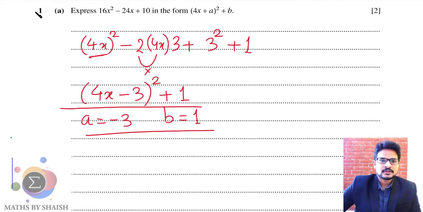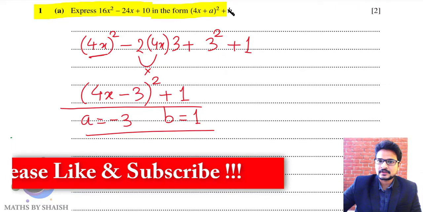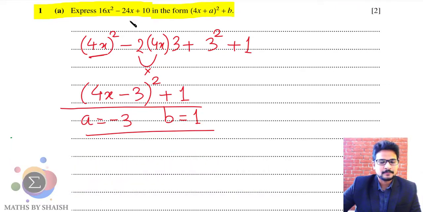So here's the first question, part A. Express 16x squared minus 24x plus 10 in the form (4x plus a) whole squared plus b. So there are two ways. One way is to open this bracket and compare the coefficients. Otherwise, if we want to do it directly, 16x squared is there, so 16x squared means (4x) whole squared.